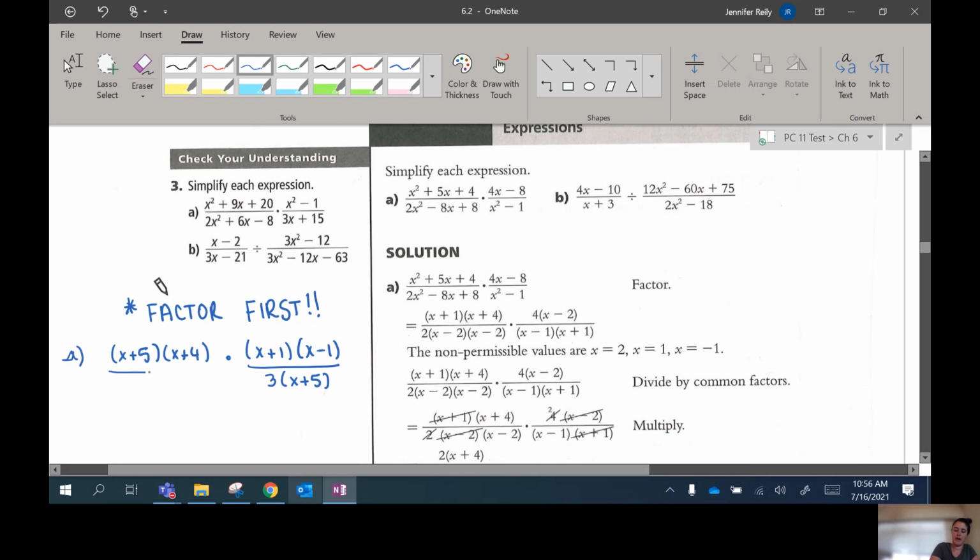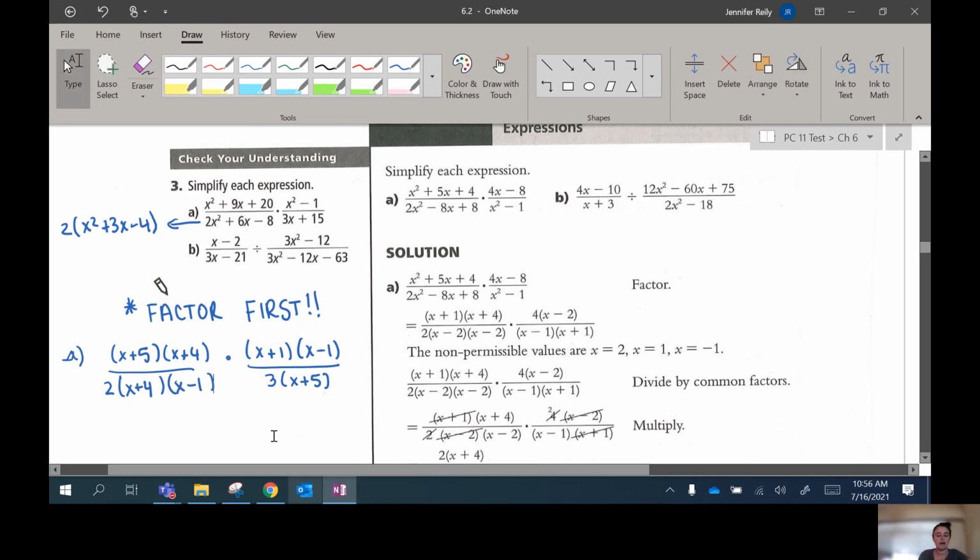So 3 times x plus 5. Now in the first fraction in the denominator, there's a common factor, which I'll write over here first. You can take out a 2, so it'd be x squared plus 3x minus 4. And then that trinomial in the brackets can be factored further to x plus 4 and x minus 1.